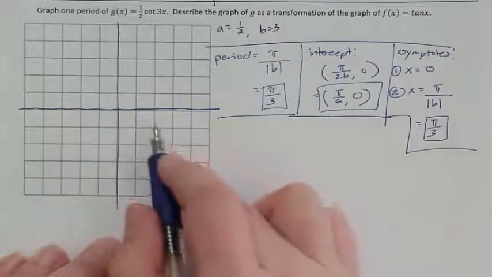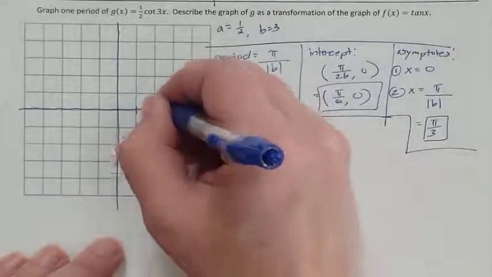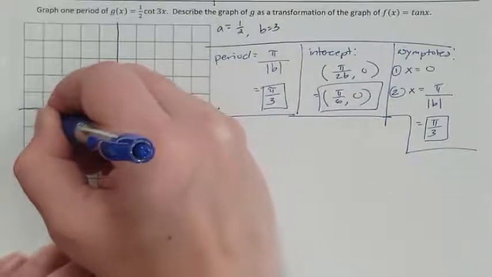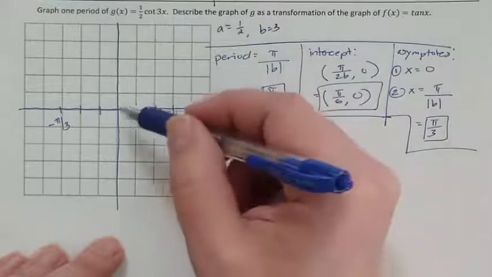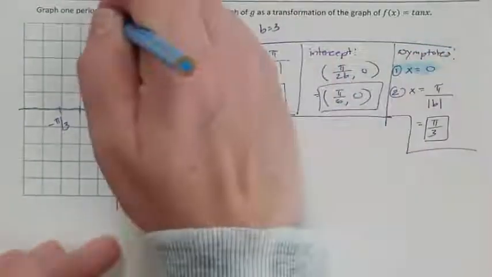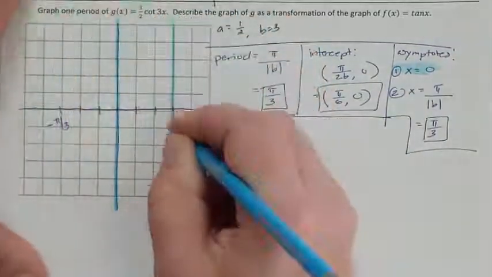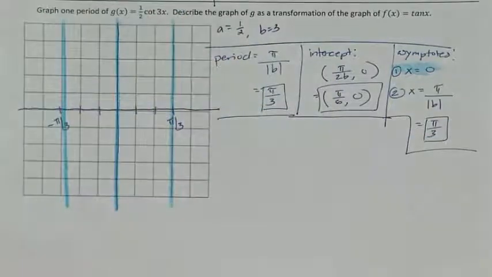So let's scale our x-axis. I want to see pi thirds and pi sixths. So we're going to go ahead and scale these. So I have my pi thirds, my pi thirds. So let's see. I have an asymptote at 0. So here is my 0. Another asymptote at pi thirds. That was 3 squares, so 3 more squares would be my other asymptote as well.